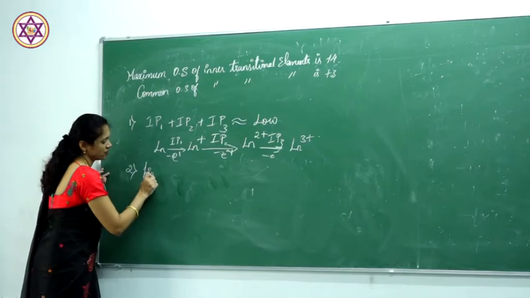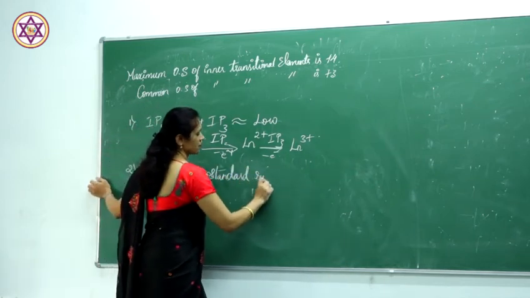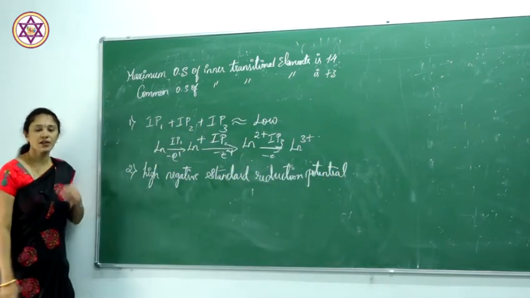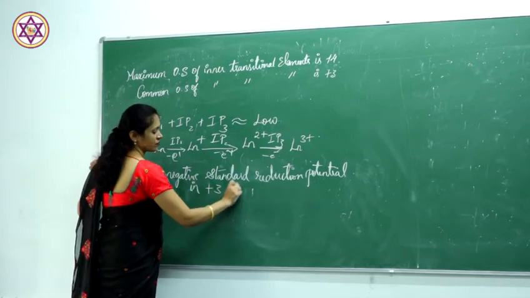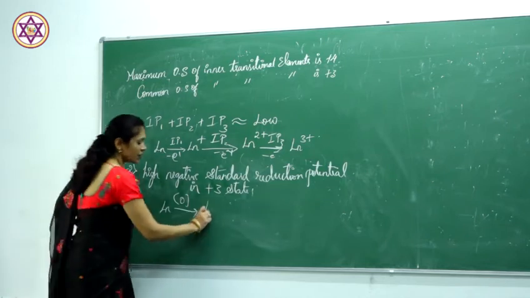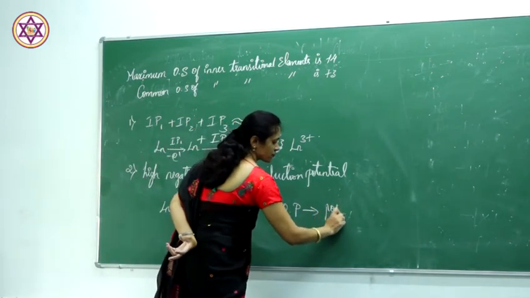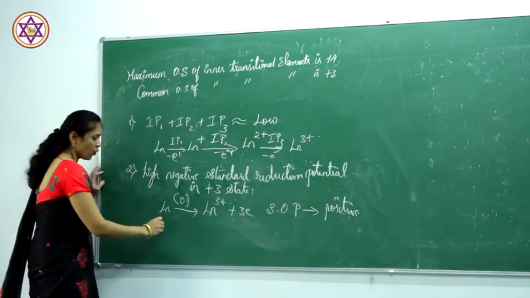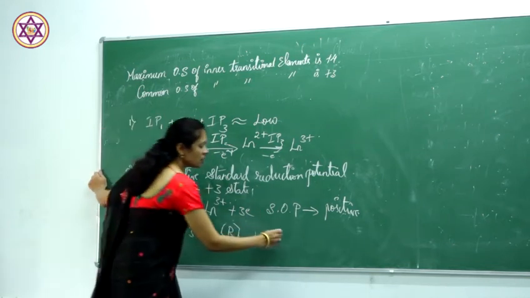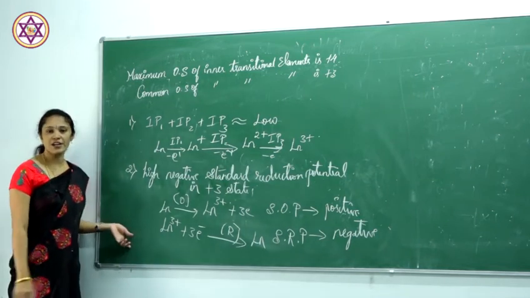They have high negative standard reduction potential. They have high negative standard reduction potential in the +3 state. Why? If I take lanthanum, when it undergoes oxidation, it loses 3 electrons. So the standard oxidation potential will be a positive value. When this lanthanum 3+ undergoes reduction, it forms lanthanum, and the standard reduction potential value will be negative. They have very high negative standard reduction potential also.